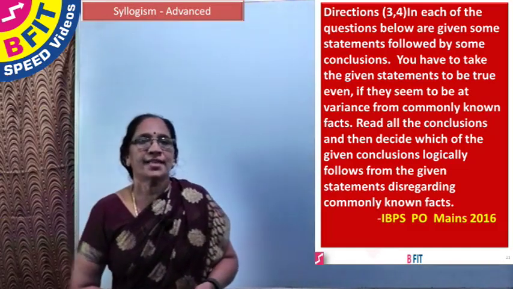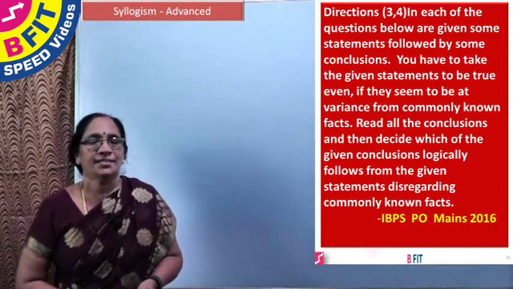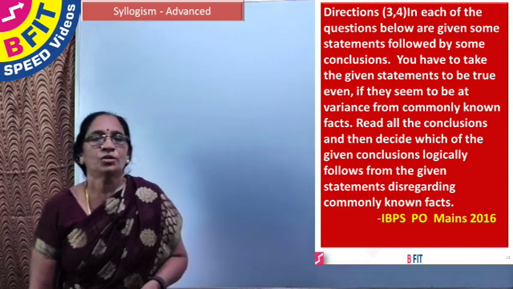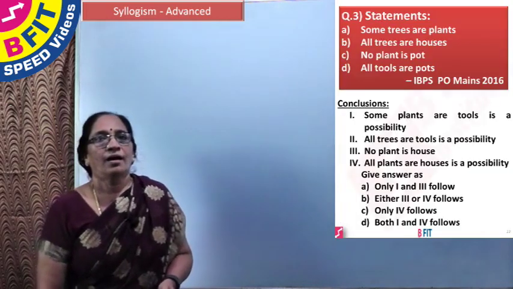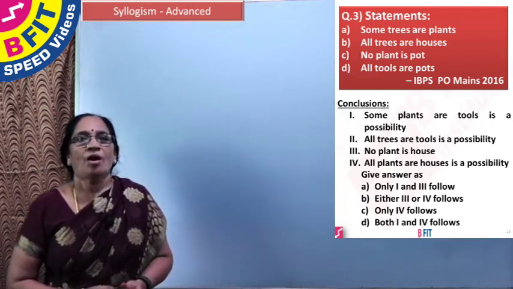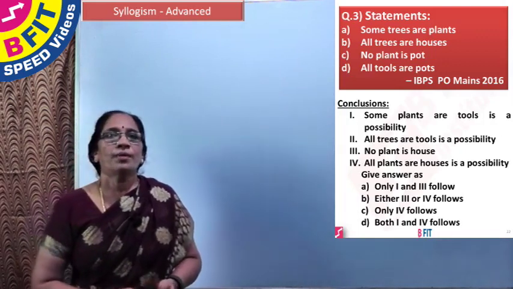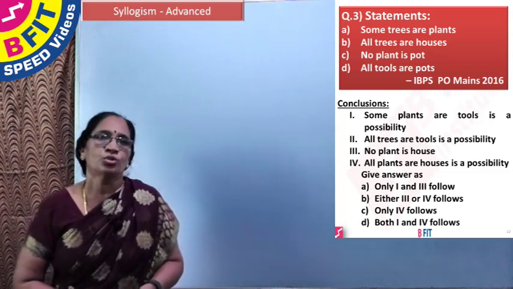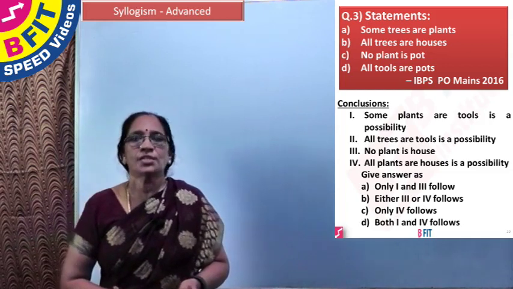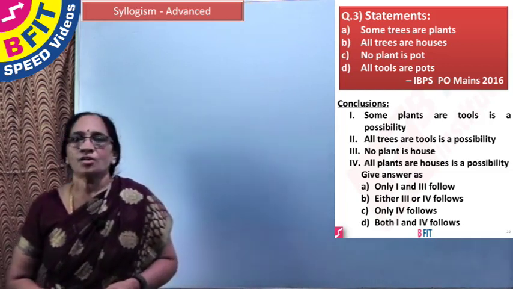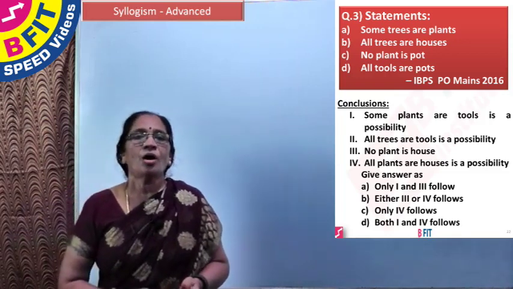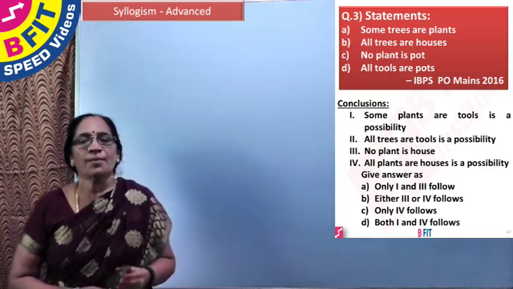Now we will discuss the examples with possibility cases, and these questions are taken from IBPS PO Mains 2016. The statements are: some trees are plants, all trees are houses, no plant is pot, and all tools are pots. And the given conclusions are: some plants or tools is a possibility, all trees or tools is a possibility, no plant is house, and all plants or houses is a possibility.